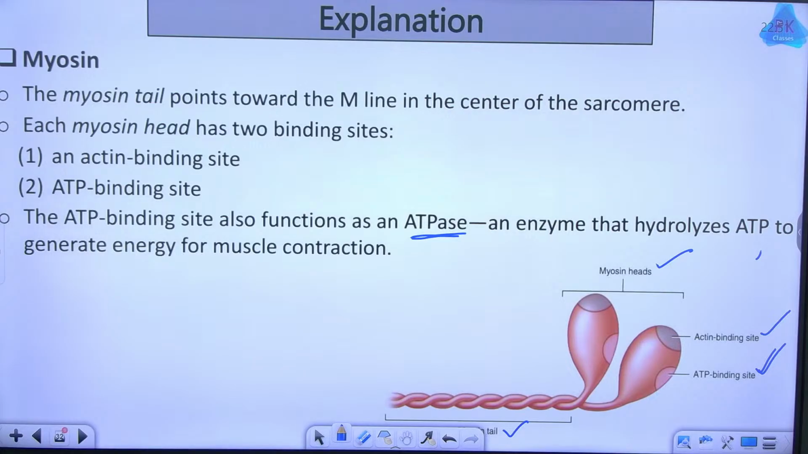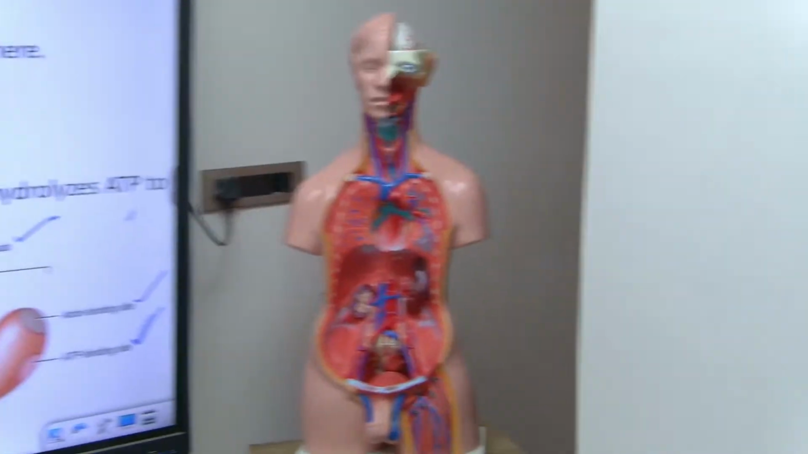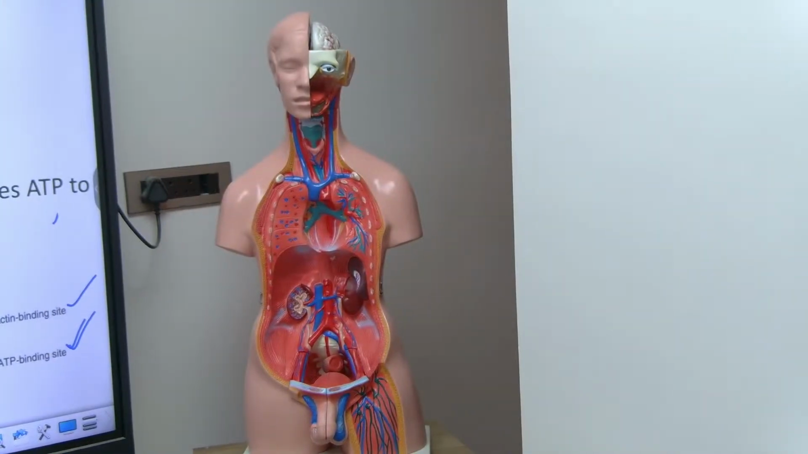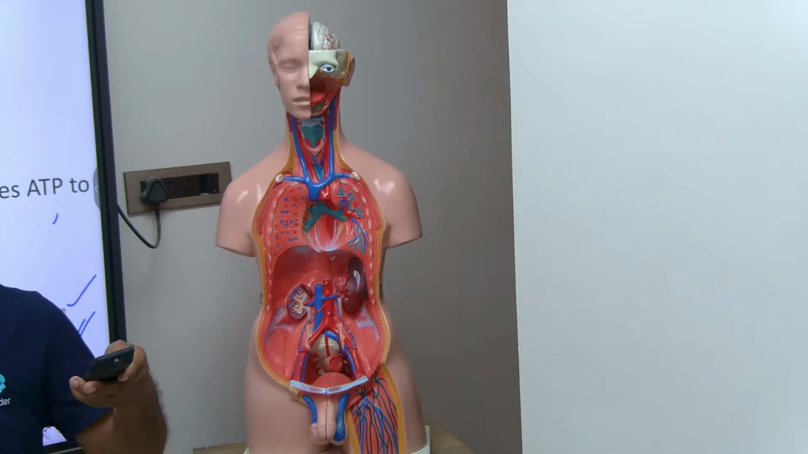And many times when we are discussing in the normal physiology classes, whenever required, as I told you, we will explain with the help of the models as you can see here. Whenever there is a need, we will explain the class with this model.